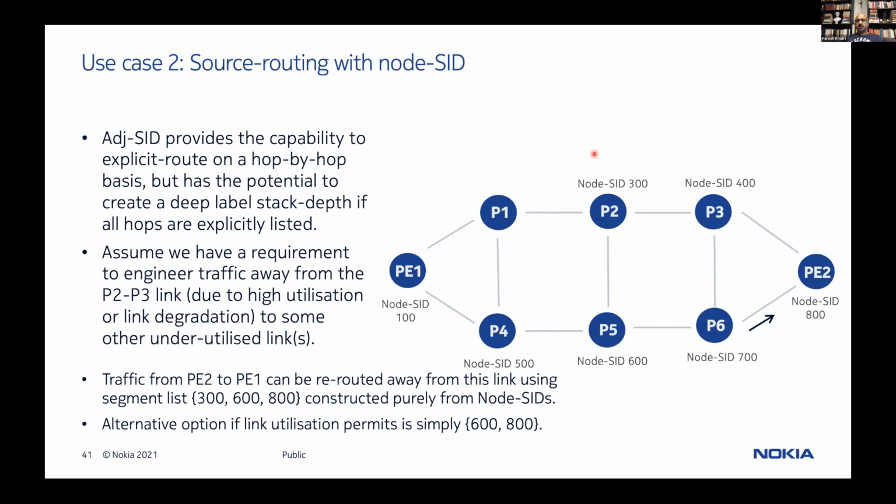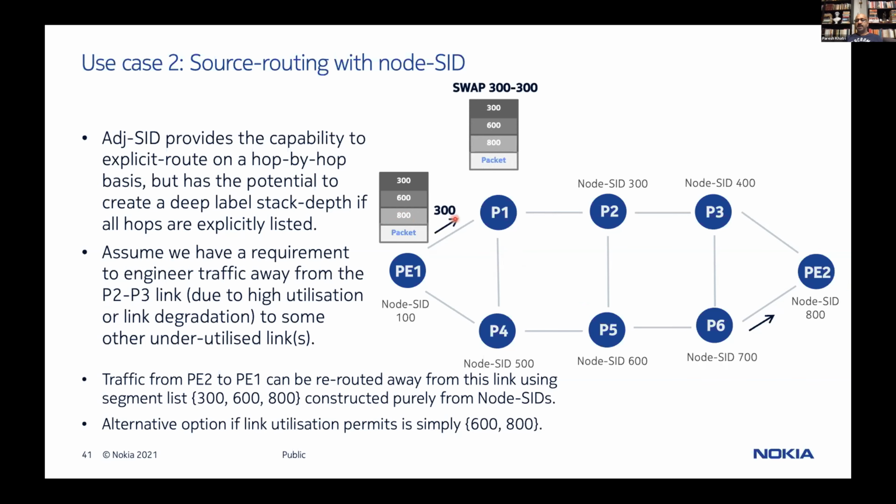We once again have this requirement, and this is the example that I had earlier, where you want to avoid the link between P2 and P3. So one way of doing this is a label stack that looks like this. Think of it once again as instructions. So the instructions here are, take me to node 300, shortest path to 300, which is this node. Once there, take me to node 600, which is P5. And then once you're there, send me to node 800, which is P2. So this will go through this way.